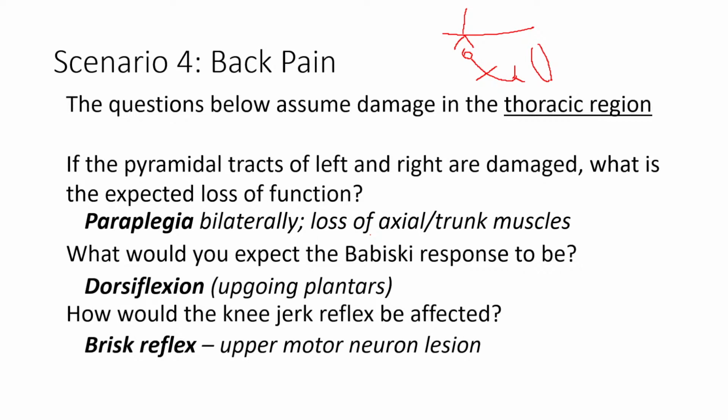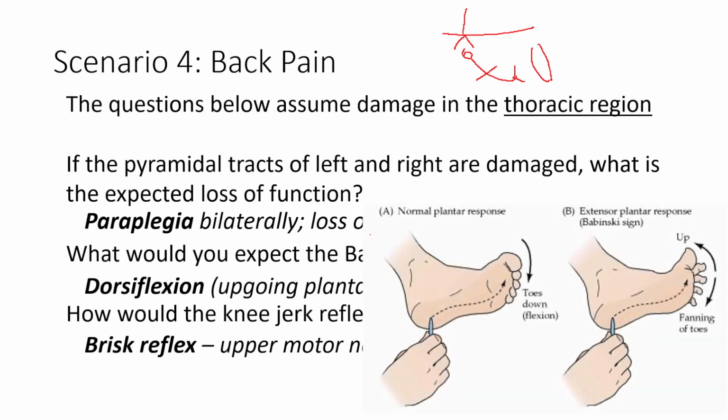The following picture here is going to be of the normal plantar response where the toes go down, and the Babinski sign, which is the extensor plantar response, which is the fanning of the toes and the toes going up. Now, when we are born as little children, newborn babies have an extensor plantar response. This is one of the things you check for when you do a newborn examination.